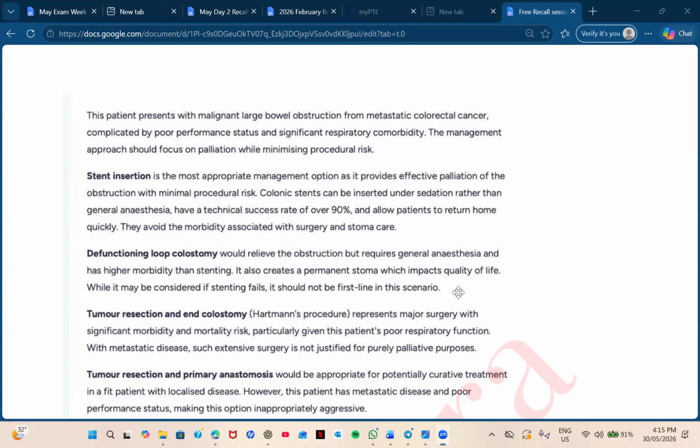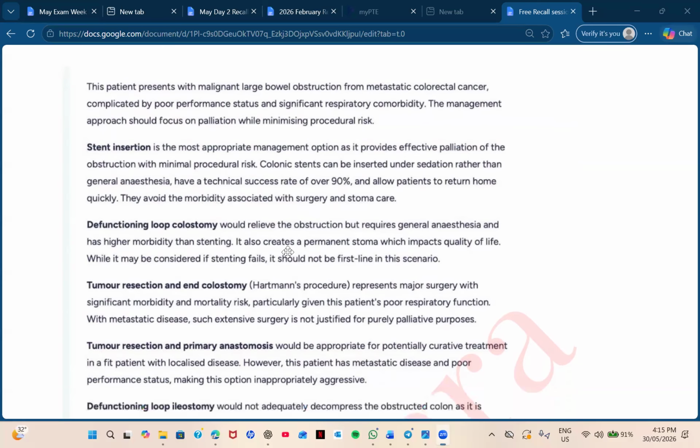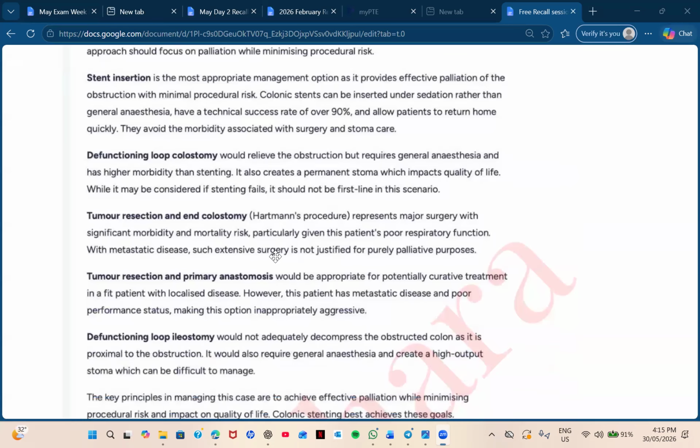A colonic stent can be inserted under sedation rather than general anesthesia, has a technical success rate over 90%, and allows the patient to return home quickly. They avoid the morbidity associated with surgery. Right, yes. So, what about tumor resection and then colostomy?